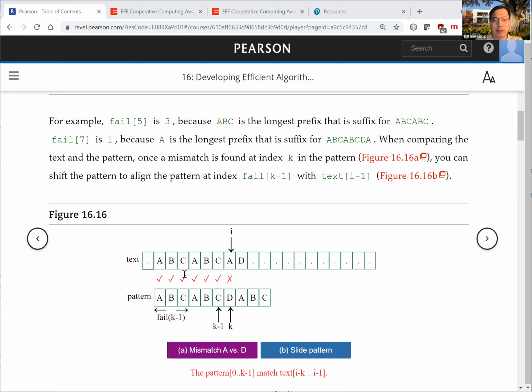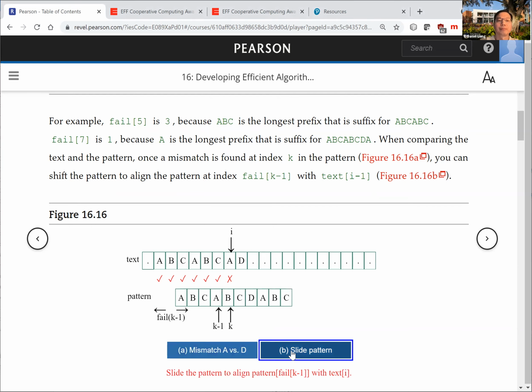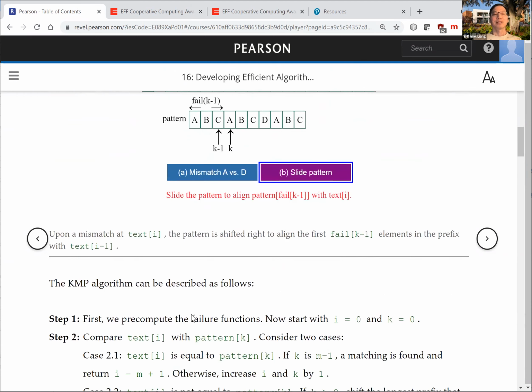So this is 3 already here, and we're going to shift 3. Then we don't have to compare this, since we know it is already matched. We're going to start from this A, and now they don't match. Now we shift again, going to 1 A right here, because the fail value is 1. So that's the idea for this.